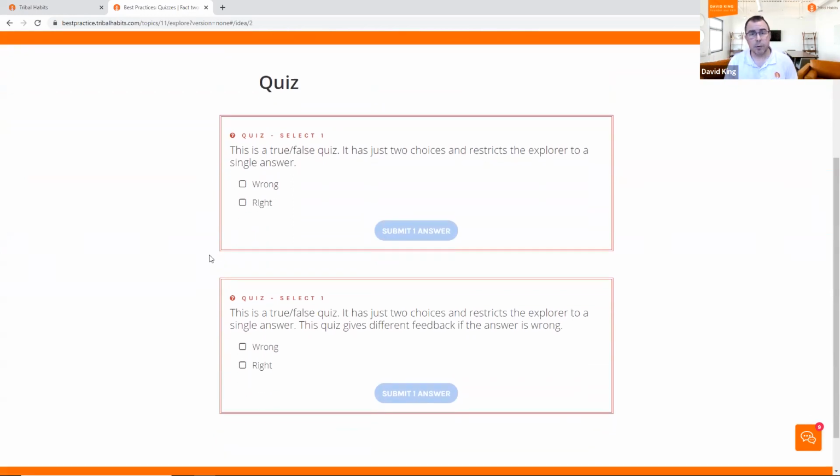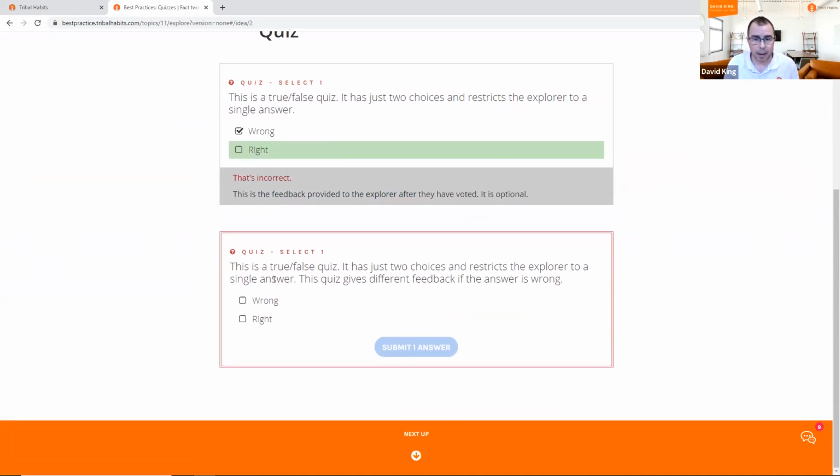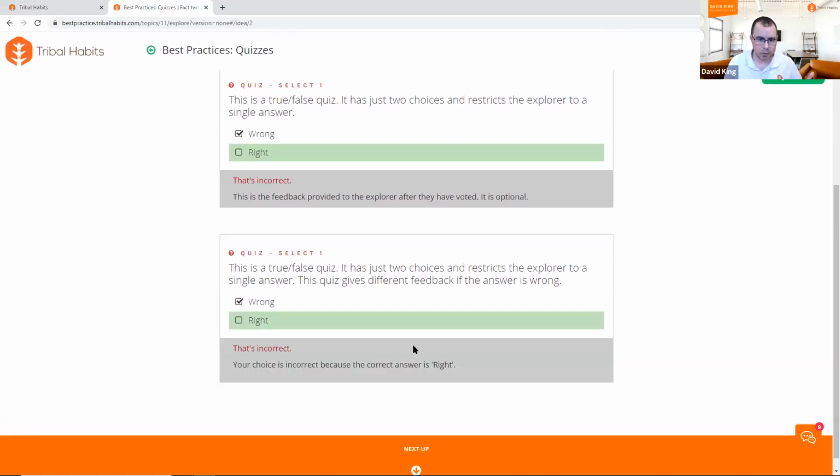So some simple true-false quizzes here are totally fine. I actually don't mind true-false quizzes, particularly if I'm using them to reinforce recent information and get the true-false right. So I can just submit it, see the right answer and get some feedback. That's fine. Alternatively, in Tribal Habits, you can set up correct and incorrect feedback. So in this case here, I'll choose the wrong answer. That's incorrect. And I'm getting different feedback this time, which explains why my choice is wrong. So I like doing that in true-false quizzes or in any sort of quiz about reinforcement.